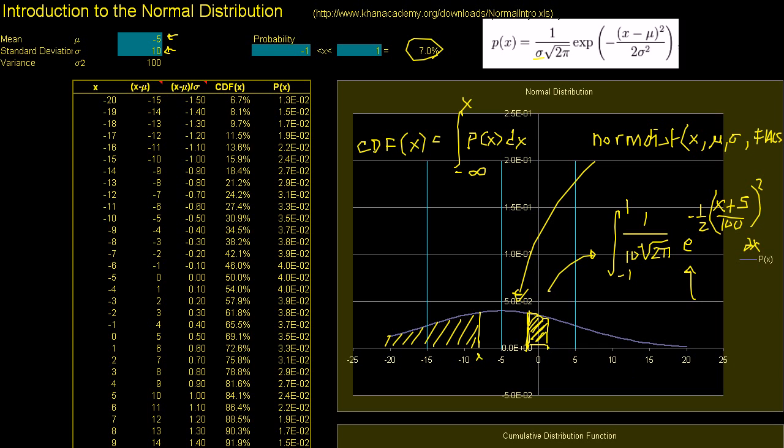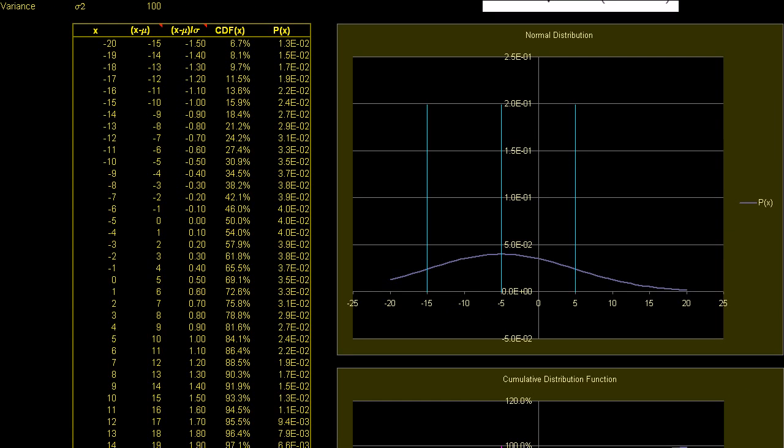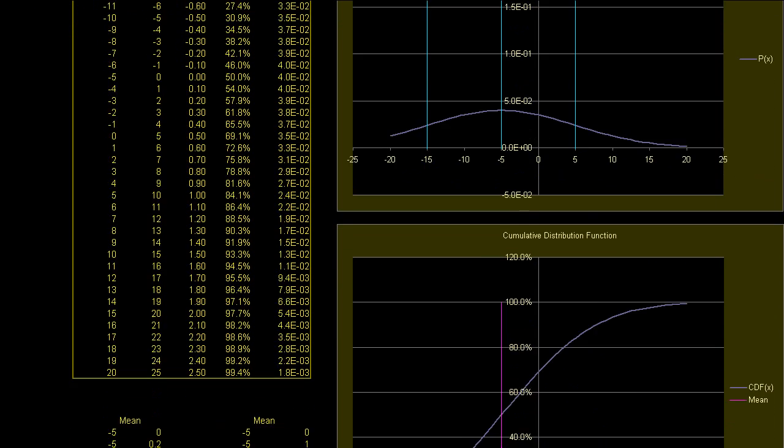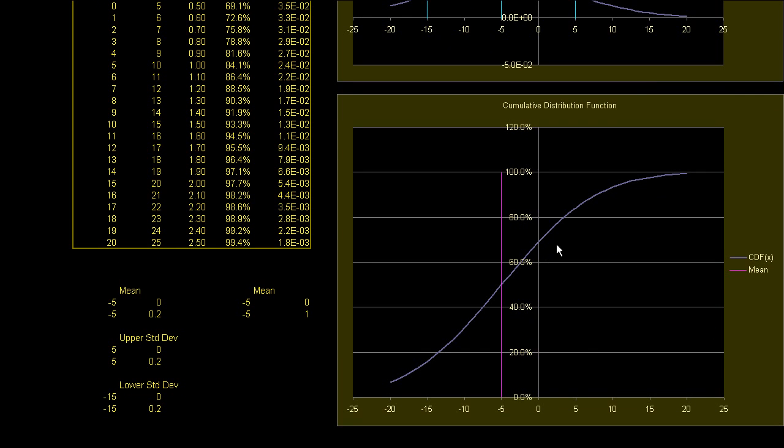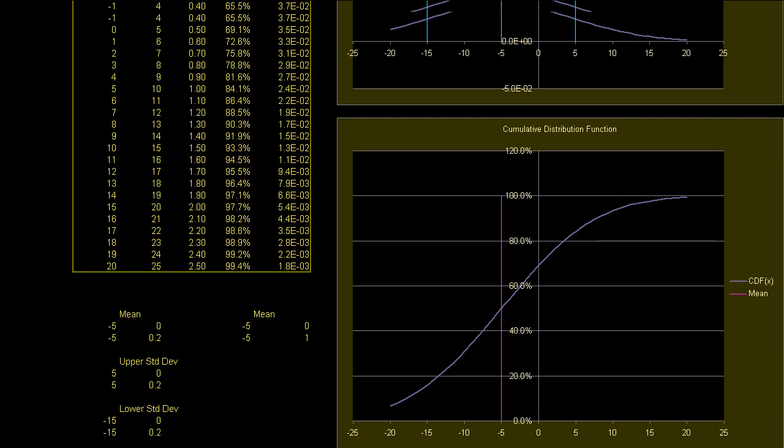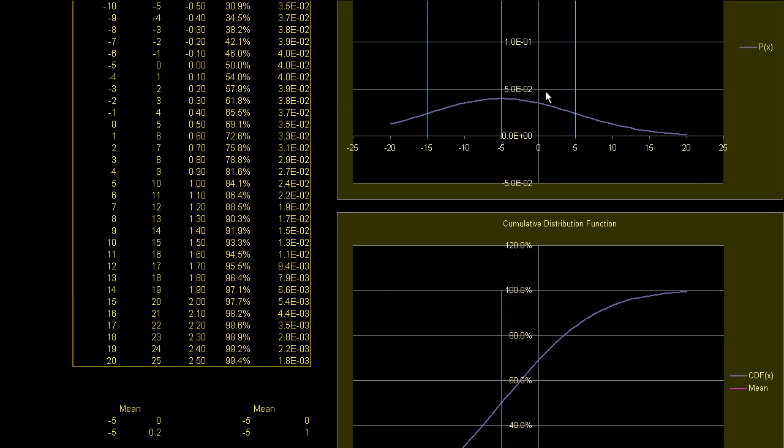Let me get out of the pen tool. So the cumulative distribution function is right over here. Then you say true when you make that Excel call. So this is a cumulative distribution function for this same normal distribution, here's a cumulative distribution.